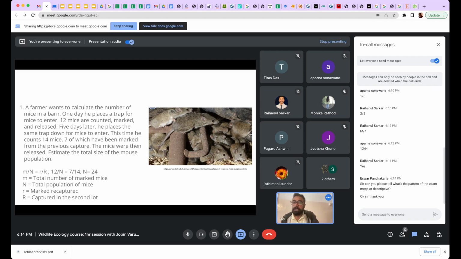Okay. So now the second time these mice were caught, 14 of them were caught, and 7 of them were marked. So now we know that the distribution of marked and unmarked in the caught population the second time is the same as the distribution of marked and unmarked in the total population. So that's why we are equating it. 7 by 14 is equal to 12 by N. 12 is M, right now. M for money, M for mice. So 12 by N is equal to 7 by 14. So that means N is equal to 24. That's as simple as that.